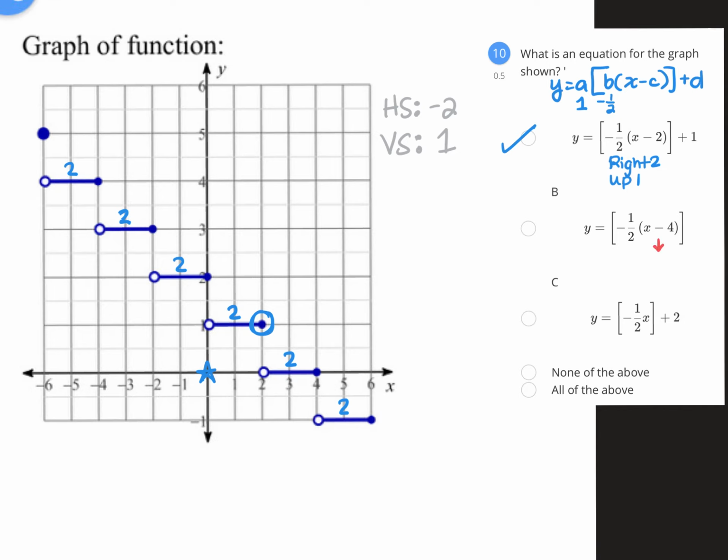The next one just has us going right 4. So now the question is, if I move from 0, 0 and go right 4, do I have a closed circle? And I do. So this actually also works. And then finally, we have this last equation that has us going up 2. So if I start at 0, 0 and I go up 2, do I have a closed circle? Yep, I sure do. So then this one works as well. So the answer is actually all of the above.